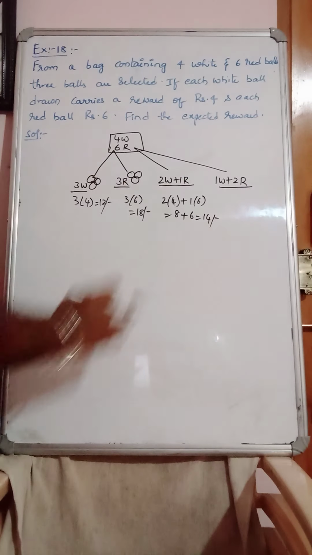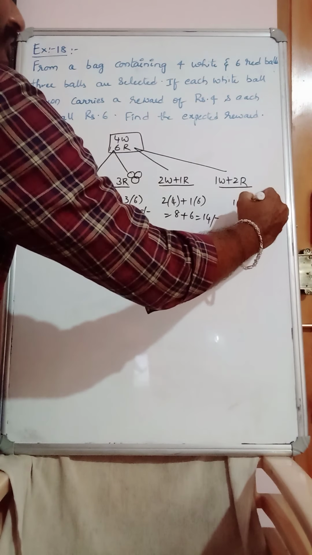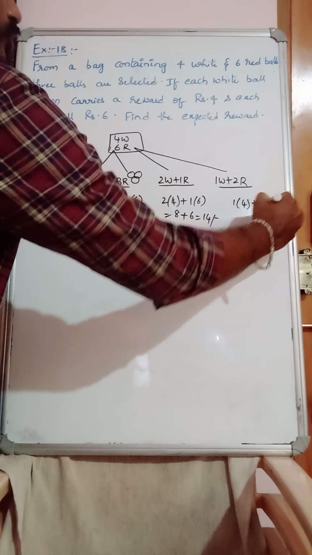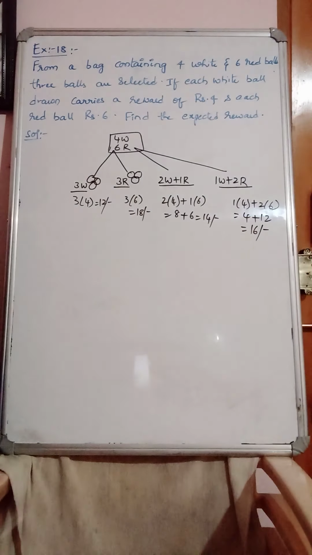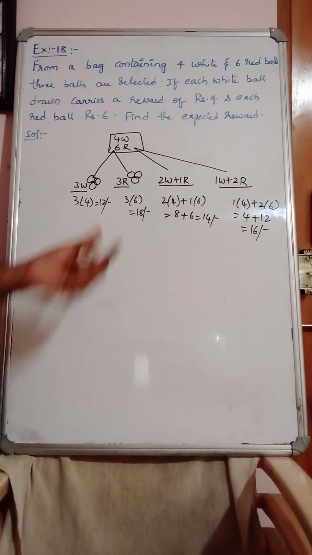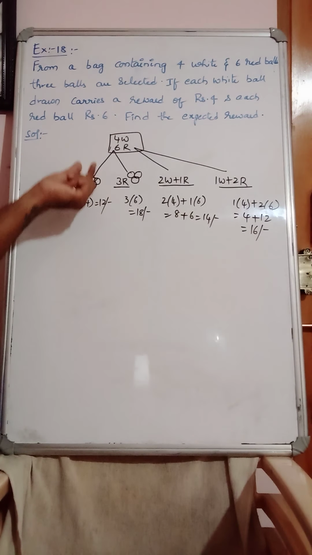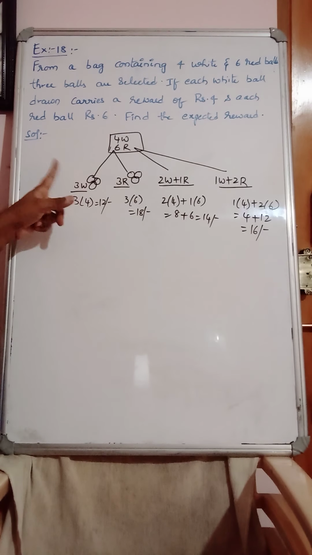And then 1 white and 2 red. 1 white means 1 into 4 plus 2 into 6 rupees. So 4 plus 12, 16 rupees you will be getting. Now, whenever you have such kind of problems about reward or amount, you need to take the real values as these amounts. Remember, not the selection. Selection is for probability. According to that selection, writing the amount is for real values.